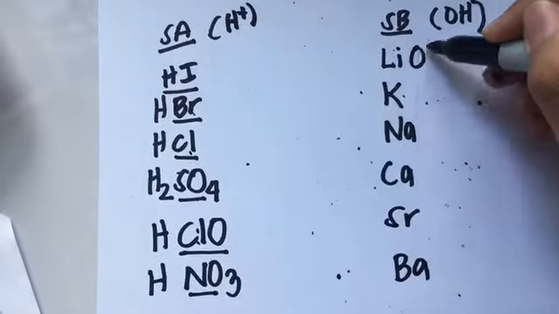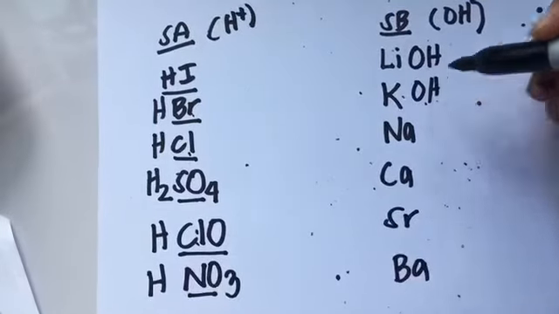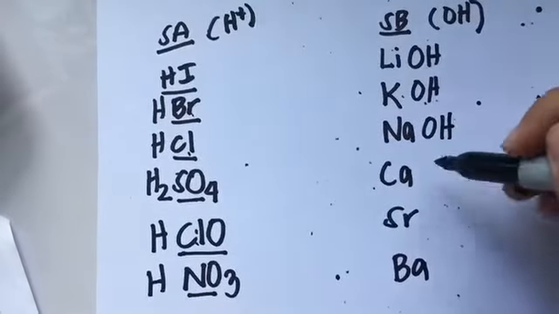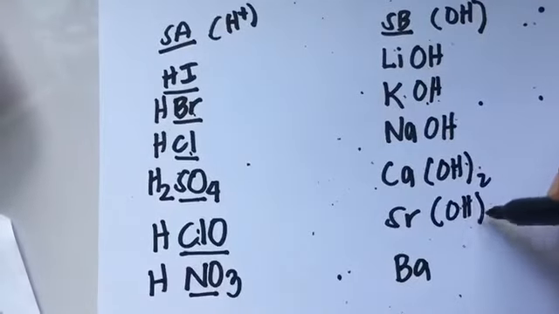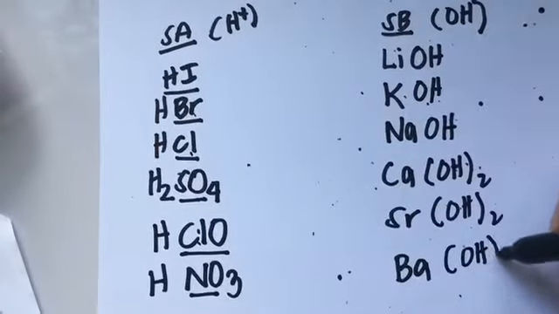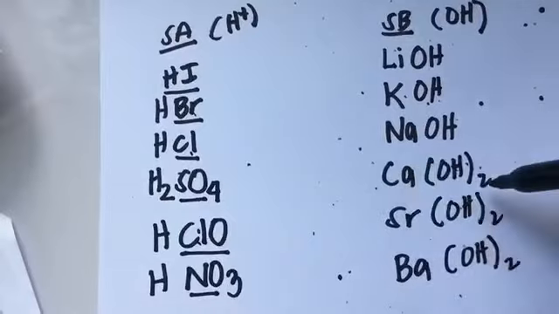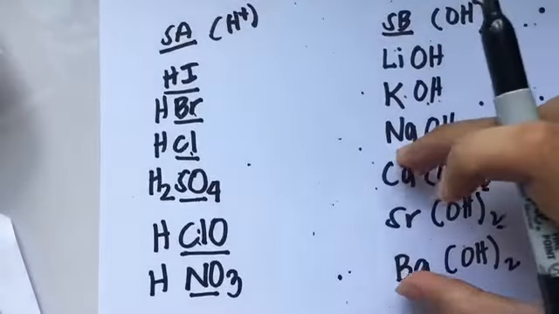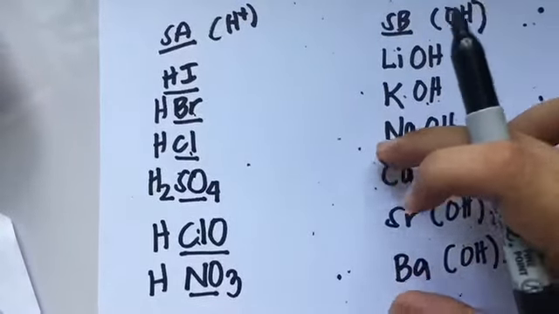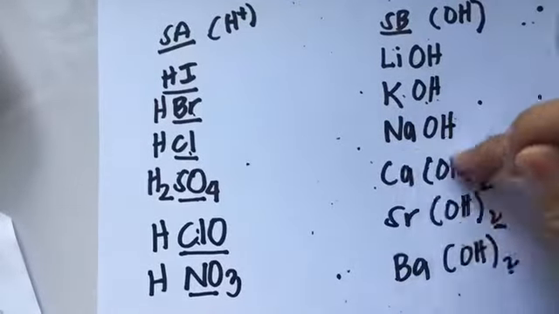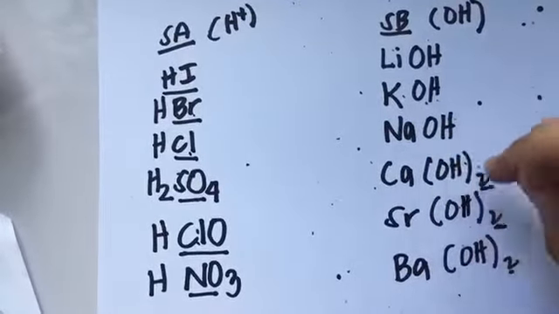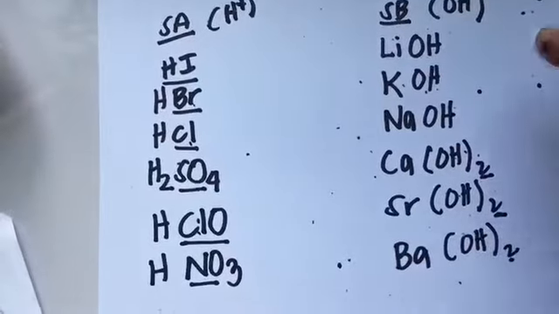So, LiOH, KOH, NaOH, CaOH2, SrOH2, and BaOH2. Ito, may 2 sila kasi nga they belong in group 2, 'di ba? So they belong in group 2 at may charge sila na positive 2. Kaya, crisscross, ang 2, malilipat na dito yung 2. Okay? So, these are the list of strong acids and strong bases.